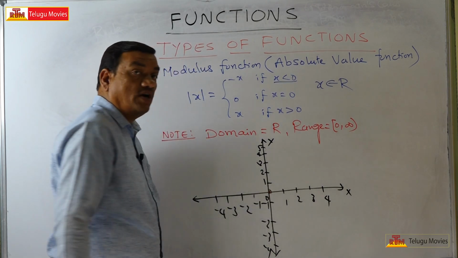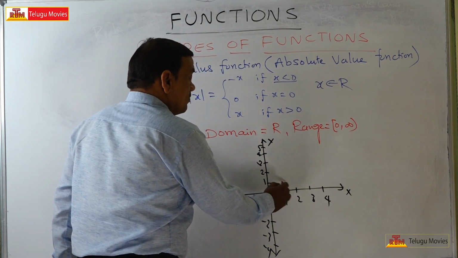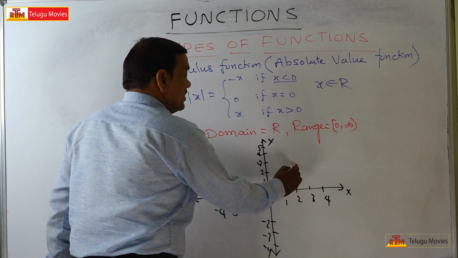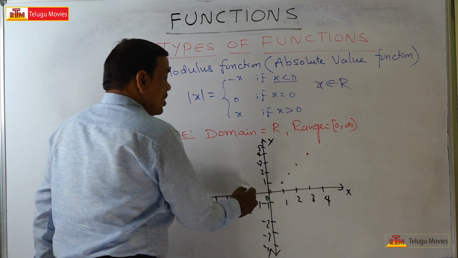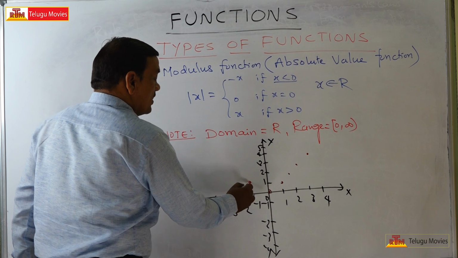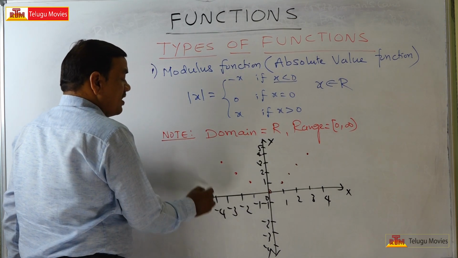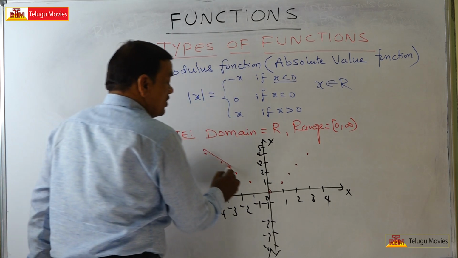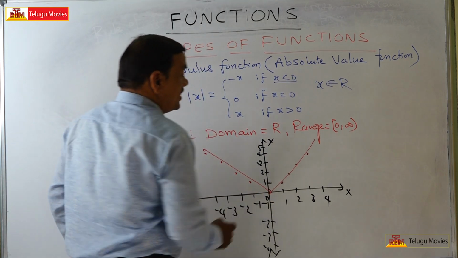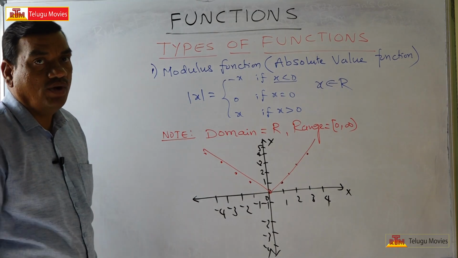What is the modulus of 0? 0. Modulus of 1? 1. Modulus of 2? 2. Modulus of 3? 3. Modulus of 4? 4. Modulus of -1? 1. Modulus of -2? 2. Modulus of -3? 3. Modulus of -4? 4. So if you join all these points, what will you get? You will get a V-shaped figure.